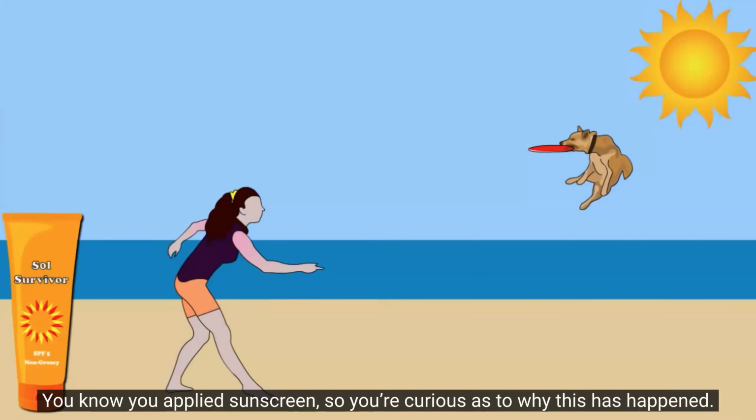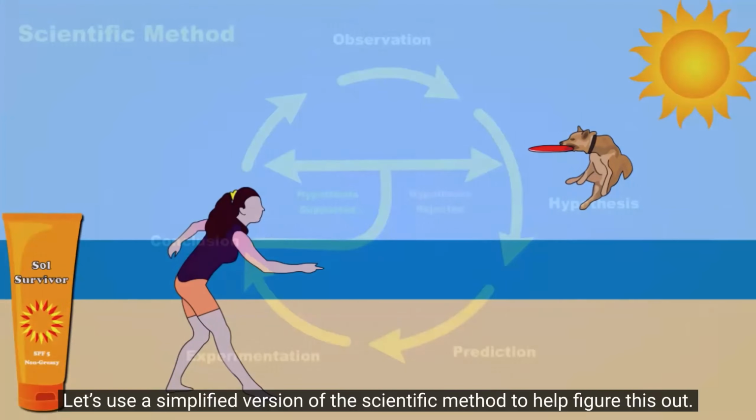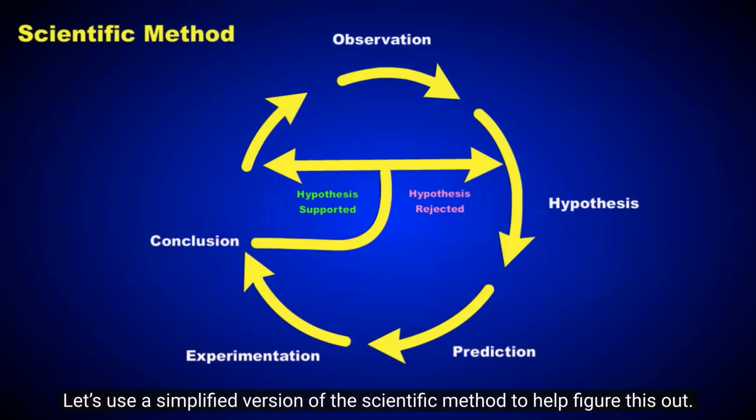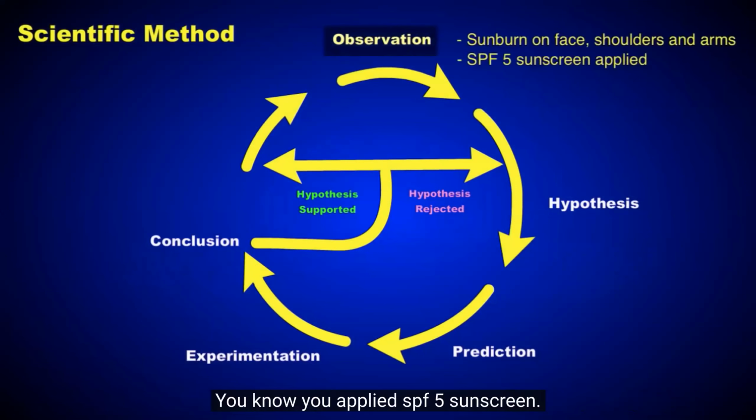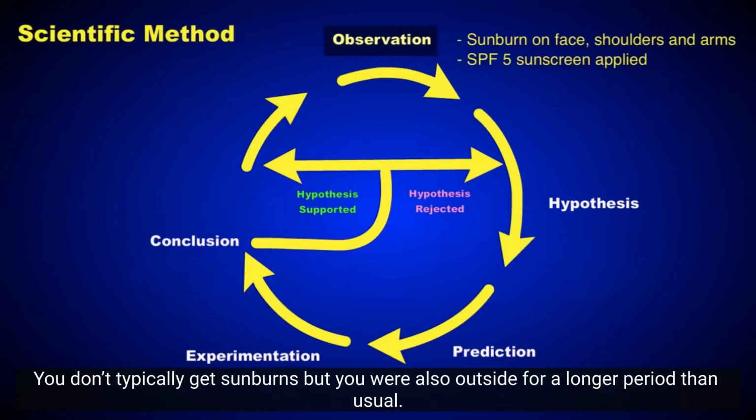You know you applied sunscreen, so you're curious as to why this has happened. Let's use a simplified version of the scientific method to help figure this out. The first thing you might do is begin to make observations. You know you applied SPF 5 sunscreen. You don't typically get sunburns, but you are also outside for a longer period than usual.